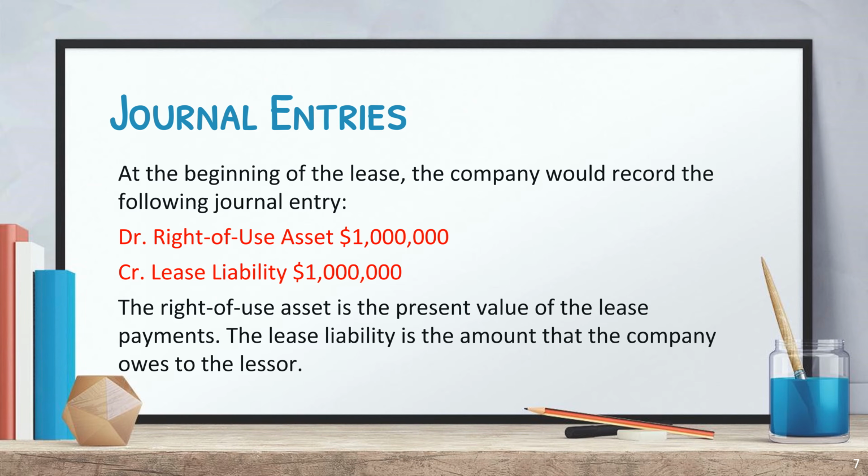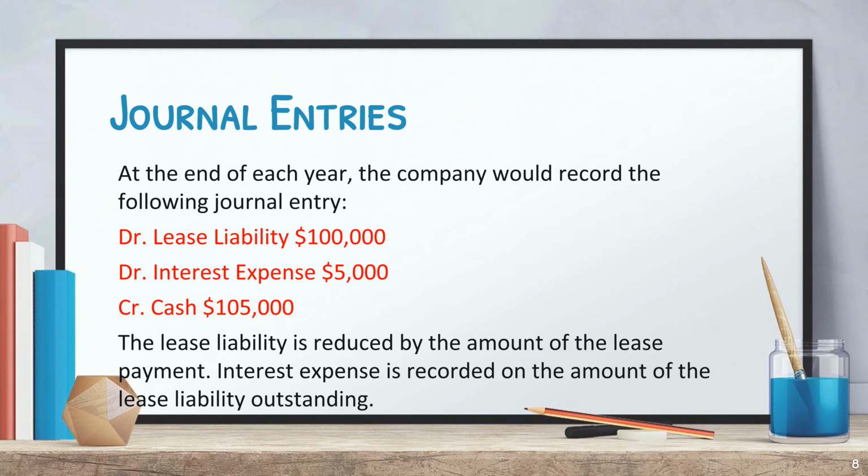At the beginning of the lease, the company would record this journal entry. Debit, right-of-use asset, $1 million. Credit, lease liability, $1 million. The right-of-use asset is the present value of the lease payments. The lease liability is the amount that the company owes to the lessor.